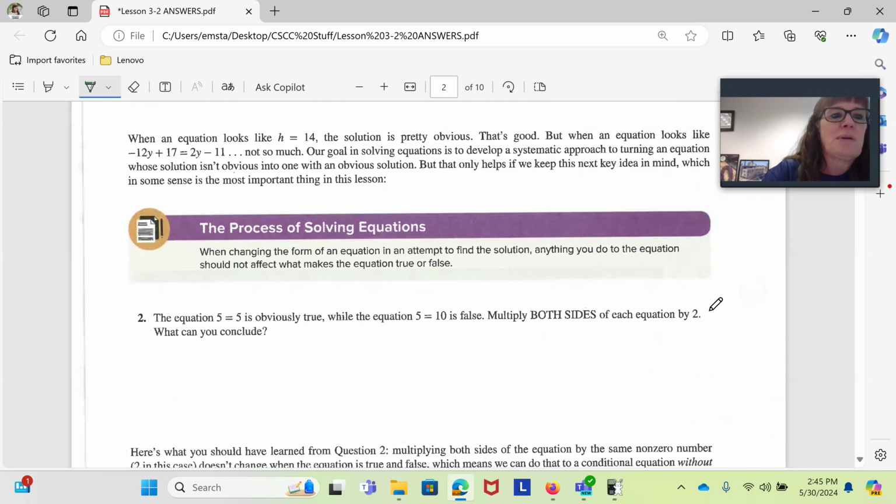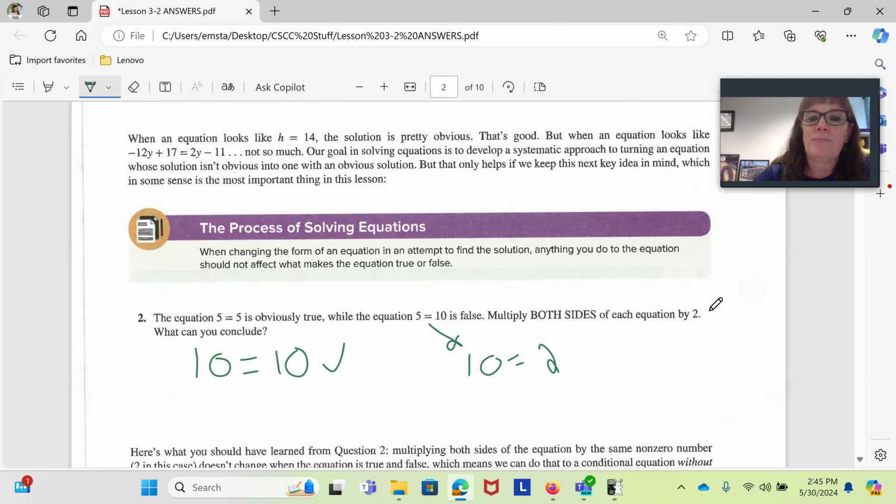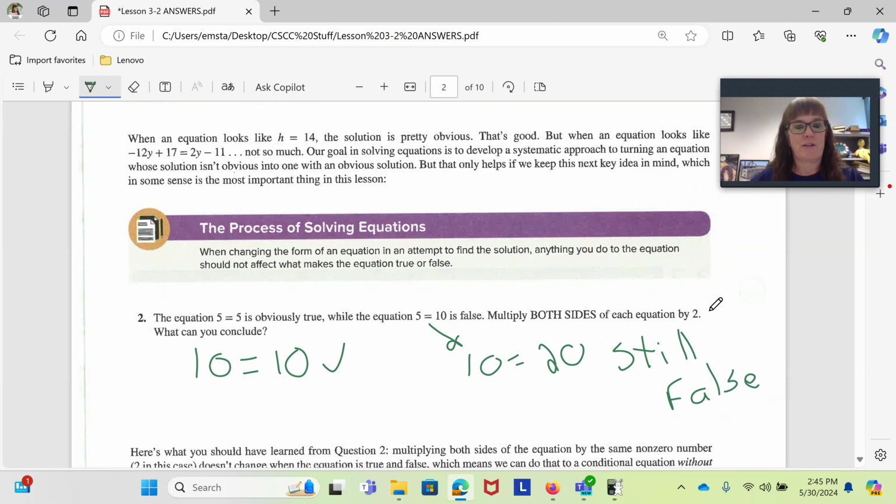If I multiply both sides by 2, the first one becomes 10 equals 10. Cool, still true. If I multiply this one, each side by 2, I get 10 equals 20. So it's still false. So what that tells me is that if I multiply both sides of an equation by a number, it doesn't change the truth value of the equation.